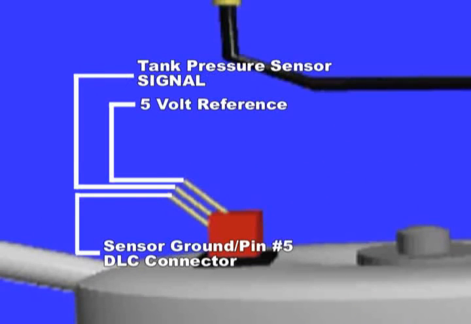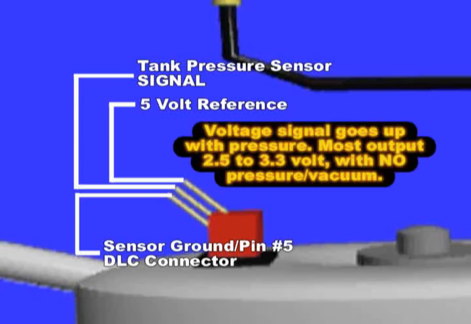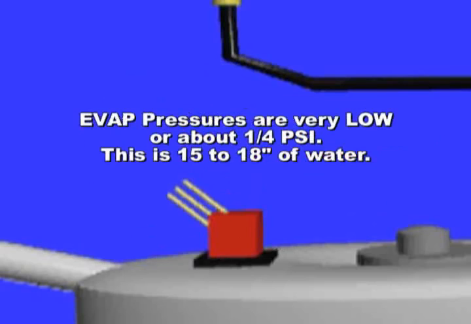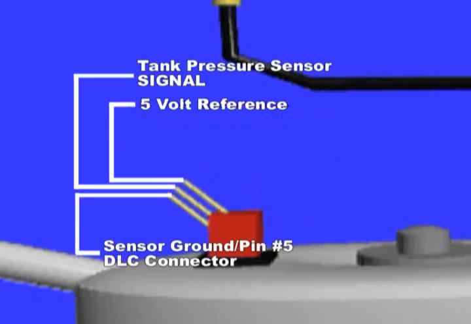The fuel tank sensor is a 3-wire unit with voltage reference of 5 volts, sensor ground connected to pin number 5 of the OBD2 connector, and the signal wire. This sensor is a variable resistor piezoelectric unit that changes the output voltage with tank pressure. Most of these units will output 2.5 or 3.3 volts with no pressure, and will increase or decrease the output voltage with pressure or vacuum. Keep in mind that EVAP testing pressures are very low, in the range of 1/4 psi. This corresponds to a maximum of 15 to 18 inches of water.